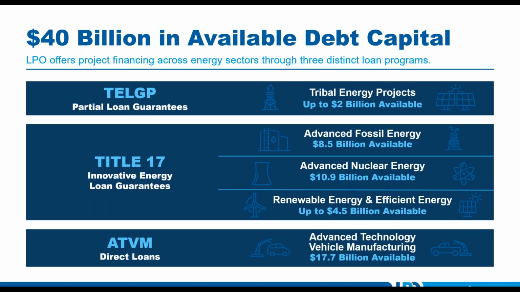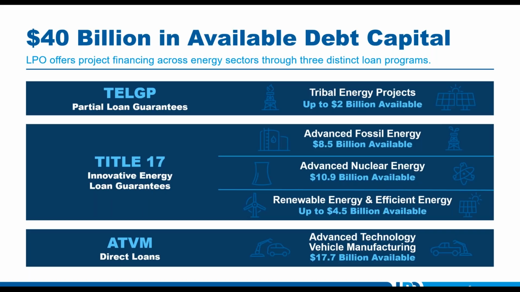The other program that we also like to highlight is what's called the Title 17 Innovative Energy Loan Guarantee Program. That particular program allows us to provide loan guarantees similar to the tribal program, but it also allows us to be what we would call a direct lender, in that you don't need to work through a bank necessarily. You can come to us directly to apply for funding through the federal government. And in that case, it's 100% loan from the federal government that we would provide.